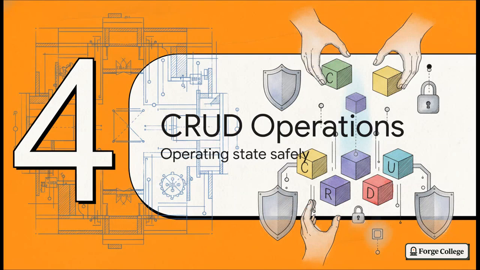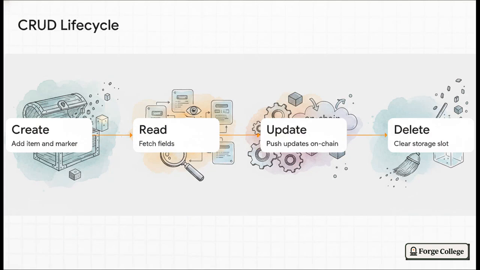That brings us to Section 4, Building CRUD Operations. Let's systematically walk through the life cycle of our data machinery. First, we create the collection marker and add an item. Second, we read that transient data. Third, we push updates on-chain. And fourth, we securely sweep the storage slot clean when we delete it.